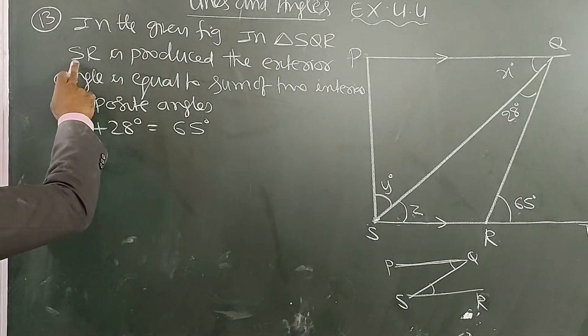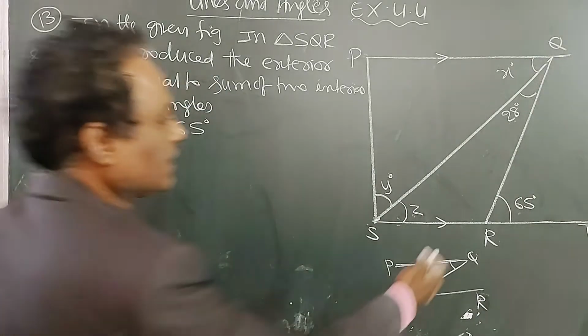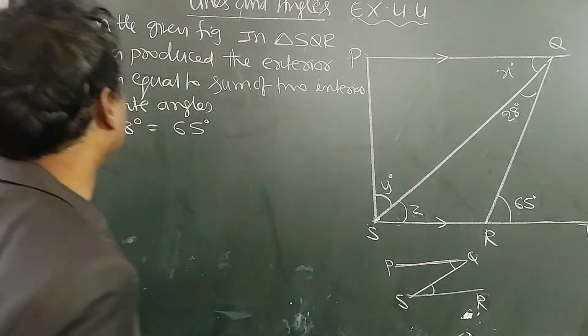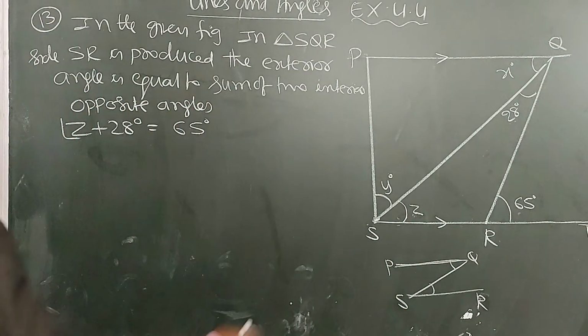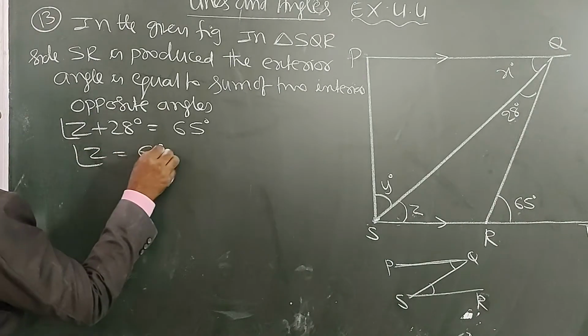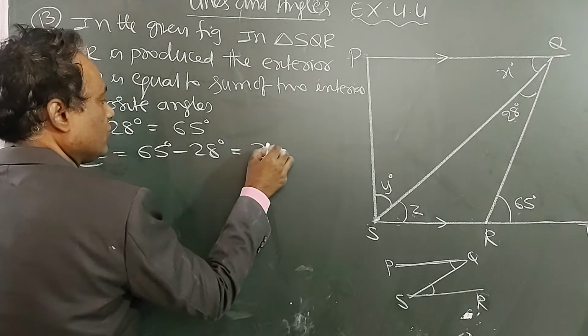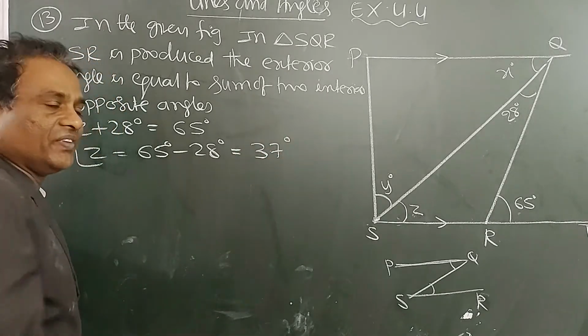This plus this is equal to 65. If the side SR is produced, the exterior angle so formed is equal to the sum of the two interior opposite angles. So Z plus 28 is equal to 65. Angle Z is equal to 65 minus 28, which is 37 degrees. Z we got.